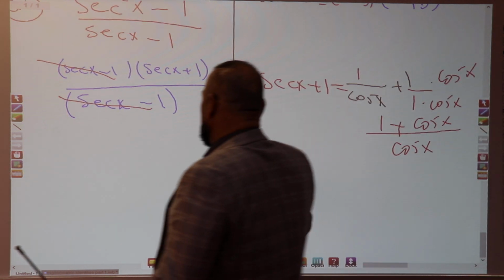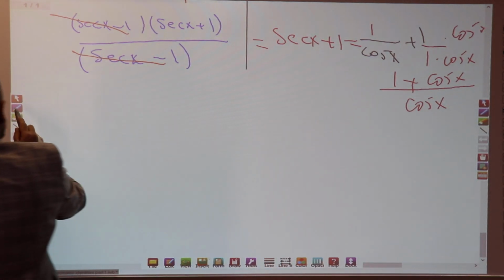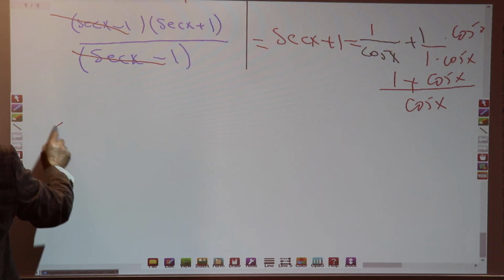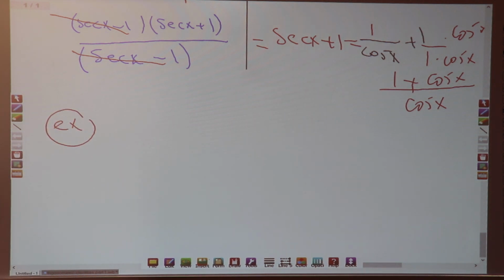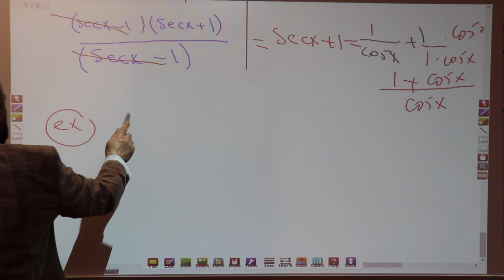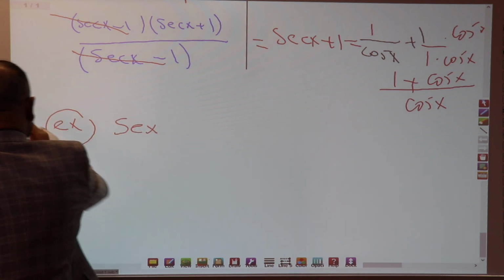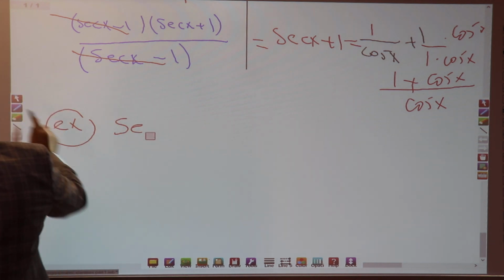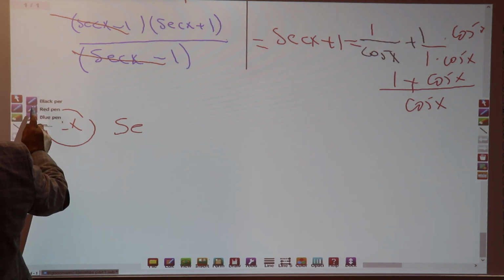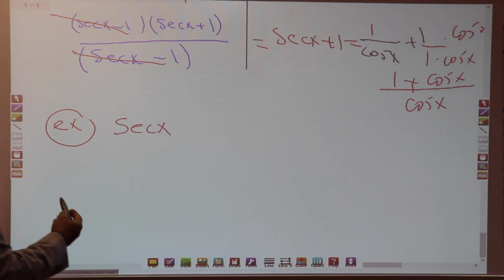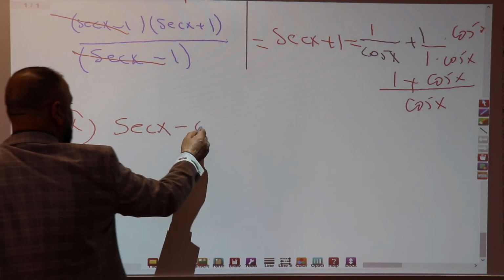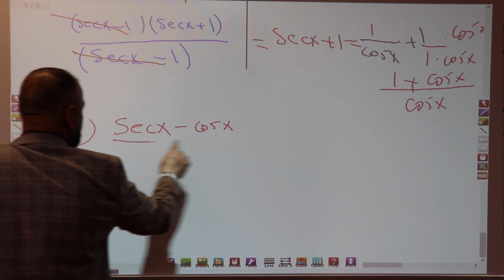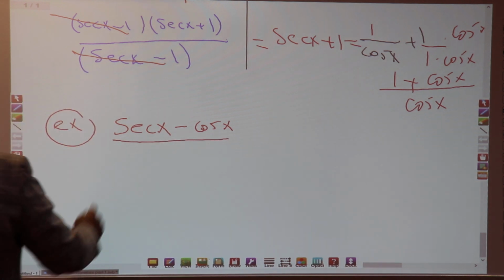Let us see if we have time for more examples. Yes, I think so. More examples. Look, another different example. This example will help you with verifying. You use all these techniques to verify your identities. We're going to spend some time on this.